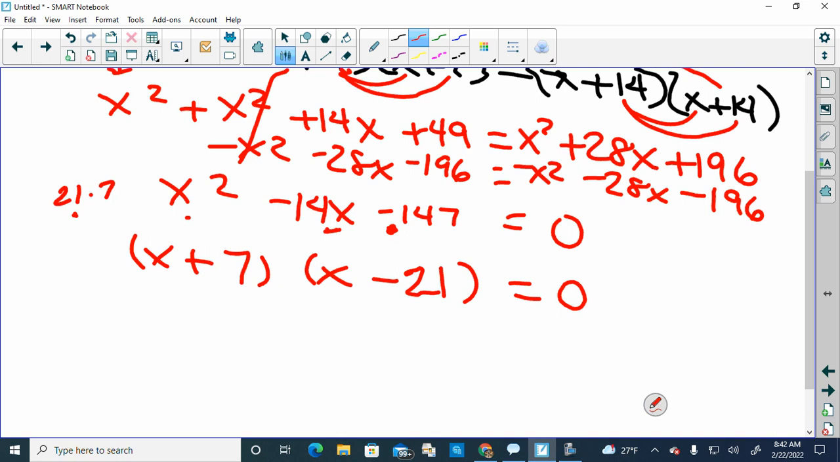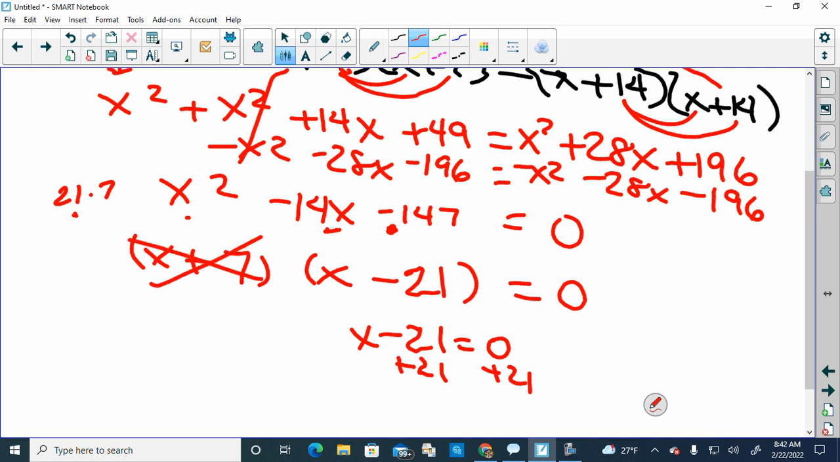Okay, which one am I going to use, the 7 or the 21? 21, right? Because we want to use the positive number. This becomes positive because when you have x minus 21 equals 0, and I say solve for x, you move that over to the other side, and it becomes a positive. This one would become a negative, so we don't want to use that one. So we're going to use 21.